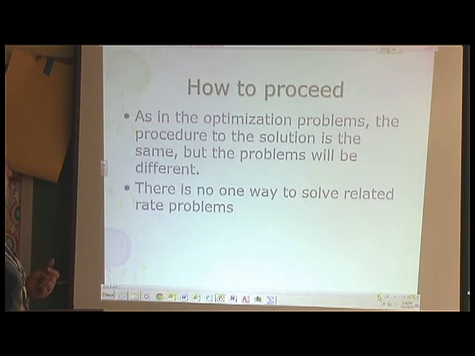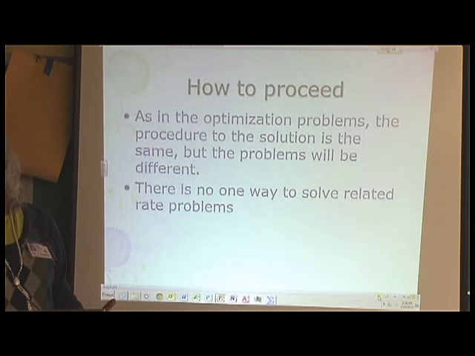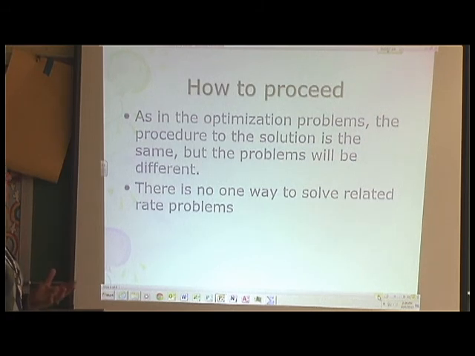As in the optimization problems, I can show you a dozen problems, and each will be solved differently, but they're all rates of change problems. There's no one way to solve a related rate problem.